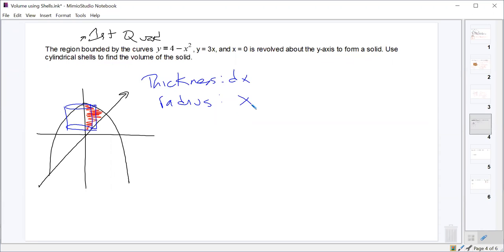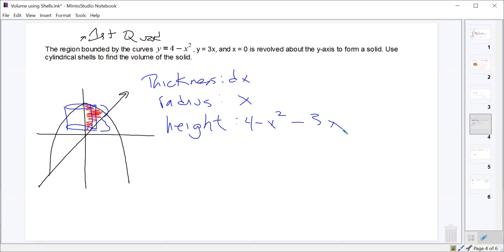All right, the radius is x. Everybody good with that? Yeah, wonderful. All right. What about the height? Yeah, the height should just be the upper function minus the lower function. It's just the distance between those two equations, right? The upper minus the lower. So the height ought to be the upper, which is 4 minus x squared, minus the lower, which is 3x.